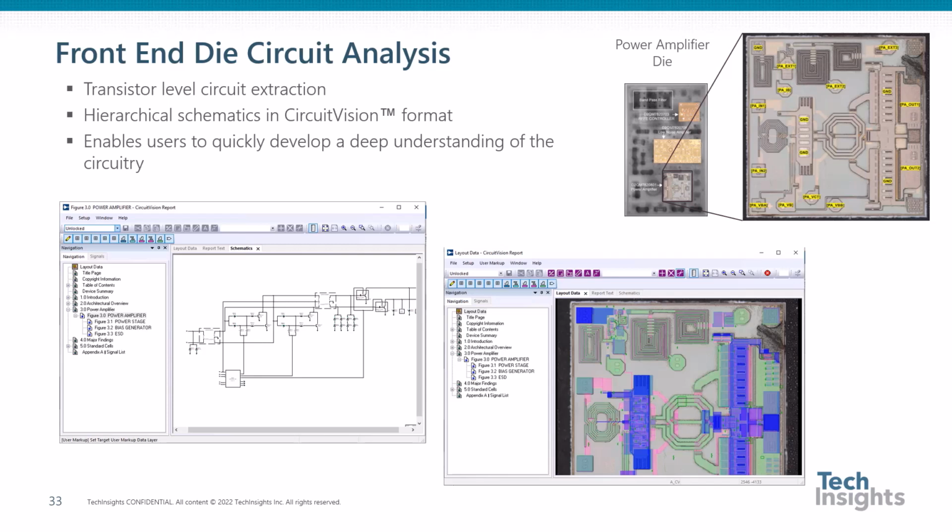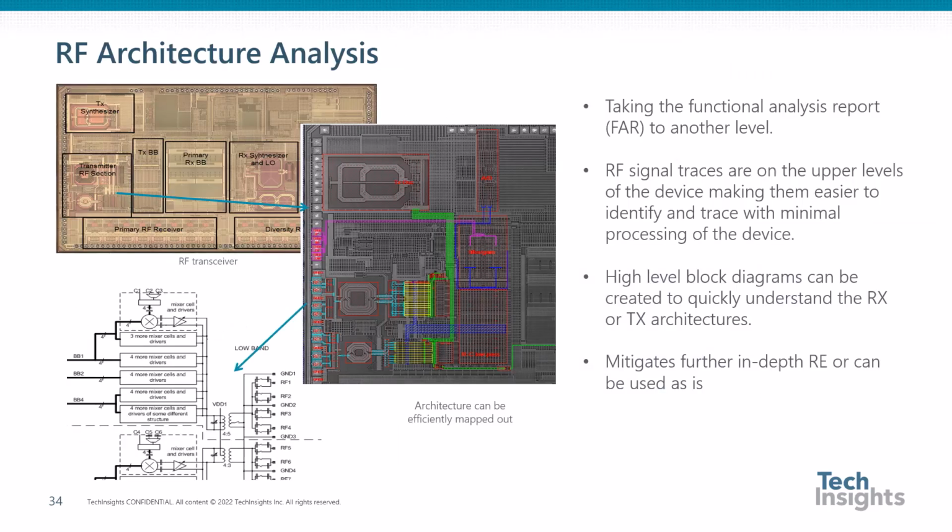RF architecture analysis. This analysis came about while supporting a high-level patent that revolved around the architecture of the transmit path of an RF transceiver. It was supported with a block diagram like what you might find in a datasheet, but as you can expect, datasheets are pretty rare for these types of devices, so one had to be created.